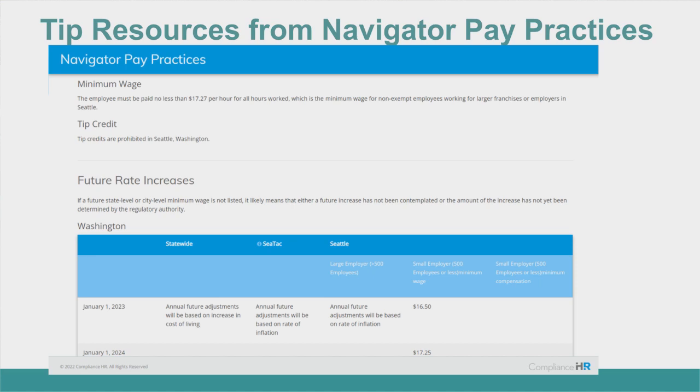So this is just one example of the Navigator pay practices, where you simply click on the topic, whether it's travel time, final pay, or tip credits, and literally within a few clicks of the mouse, you get accurate and up-to-date information. Our feeling is that if people start with accurate and up-to-date information, they're less likely to get in trouble in the future.